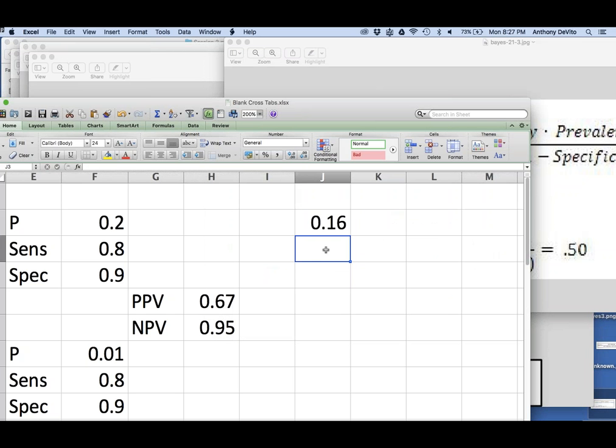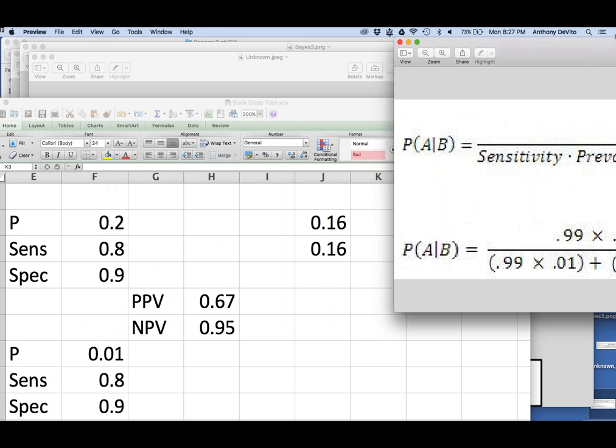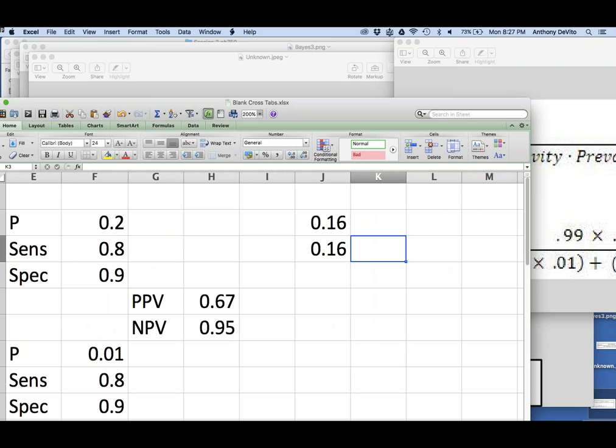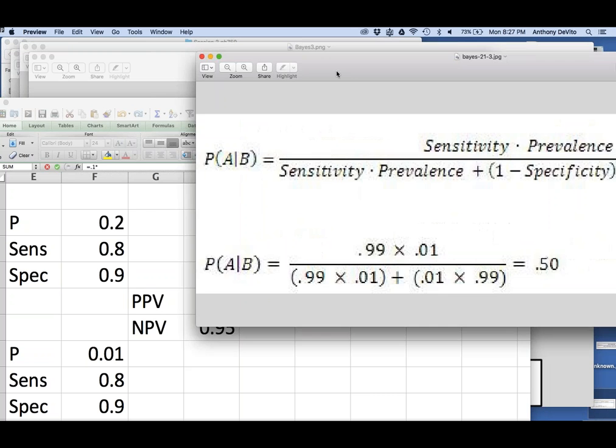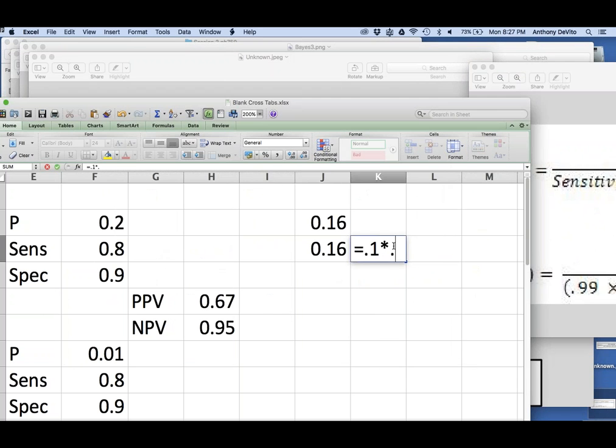Okay, let's look at the bottom of this equation. The sensitivity times the prevalence, again, is going to be equal to 0.2 times 0.8 plus 1 minus the specificity times 1 minus the prevalence. Okay, so that's going to be equal to 1 minus the specificity. What was the specificity? 0.9. What's 1 minus that? It's going to be 0.1 times, what was the part of this? 1 minus the prevalence. Prevalence was 80%, so what do I put in here? 0.2. Okay, so now I'm going to add these together.